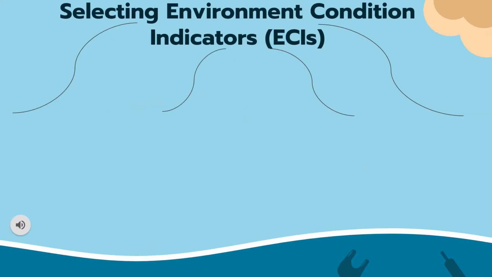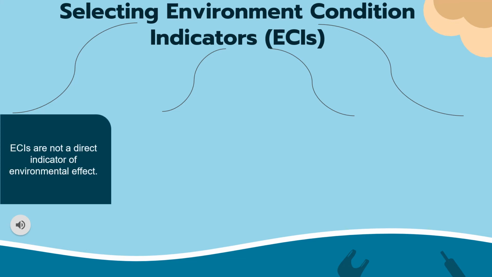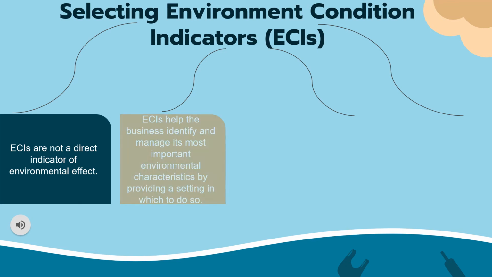Selecting environmental condition indicators, ECIs. ECIs are not a direct indicator of environmental effect. ECIs help the business identify and manage its most important environmental characteristics by providing a setting in which to do so.